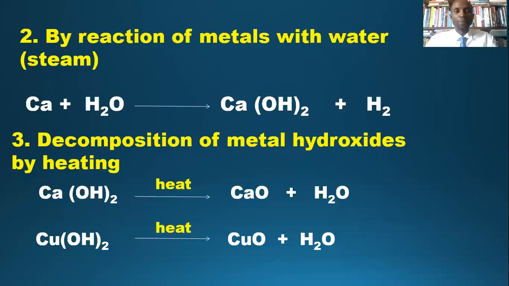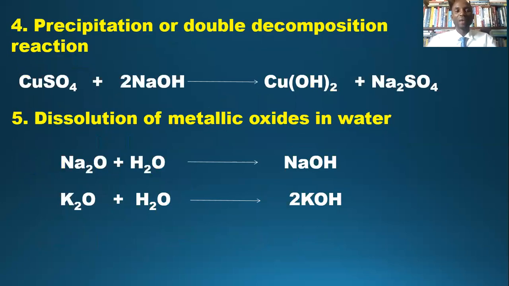We can also prepare a base by a double decomposition reaction. When we react a copper salt, such as copper(II) tetraoxosulfate(VI), with sodium hydroxide, copper hydroxide is formed as a base, but it's not a soluble base, and sodium sulfate is also produced. What we are interested in here is the hydroxide formed. If we don't have copper hydroxide, how do we get it? React the copper salt with sodium hydroxide, and it gives you copper hydroxide.